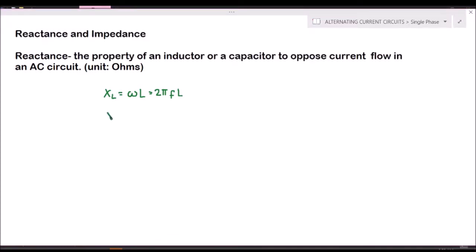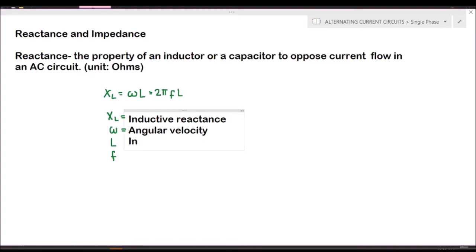So we have XL, then omega, then L, and F. First we have XL. This is our inductive reactance. Then we have our omega, which is known as the angular velocity. Then we have L, which will be our inductance. And we have F, which will be our frequency.